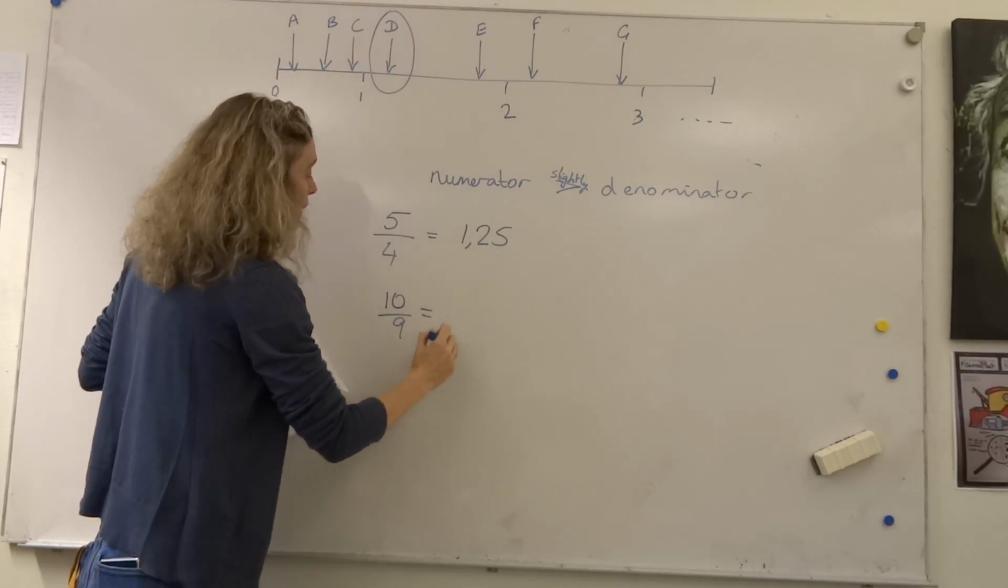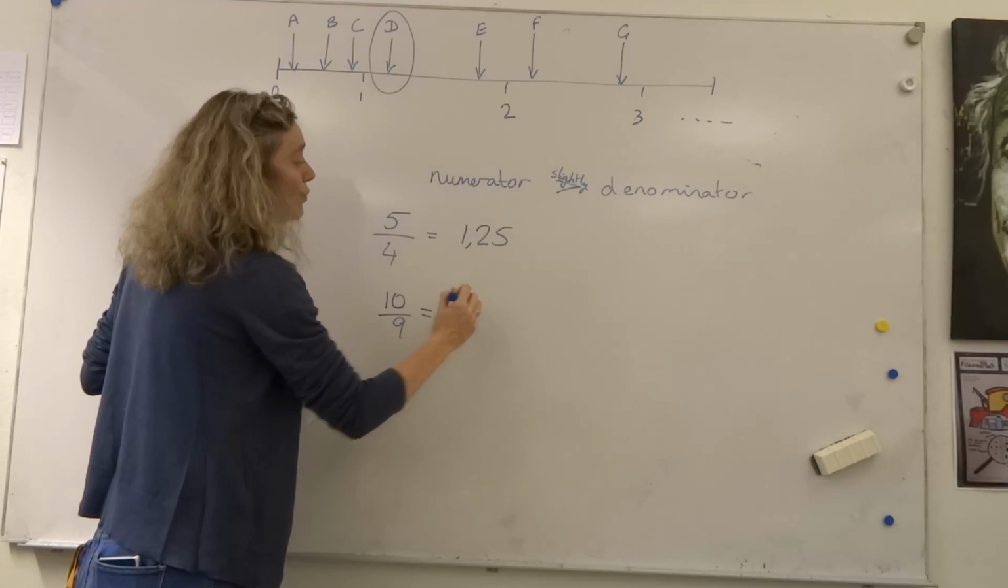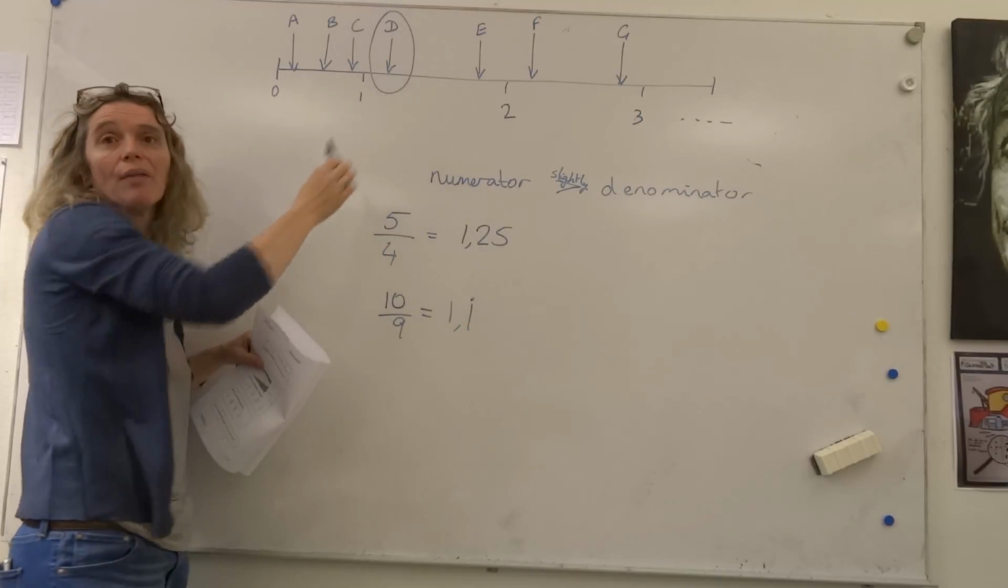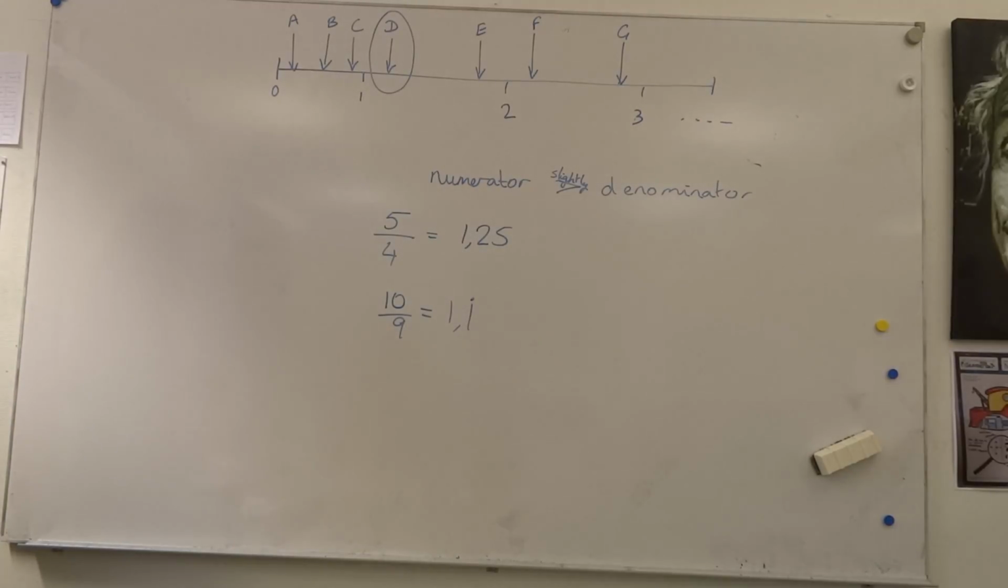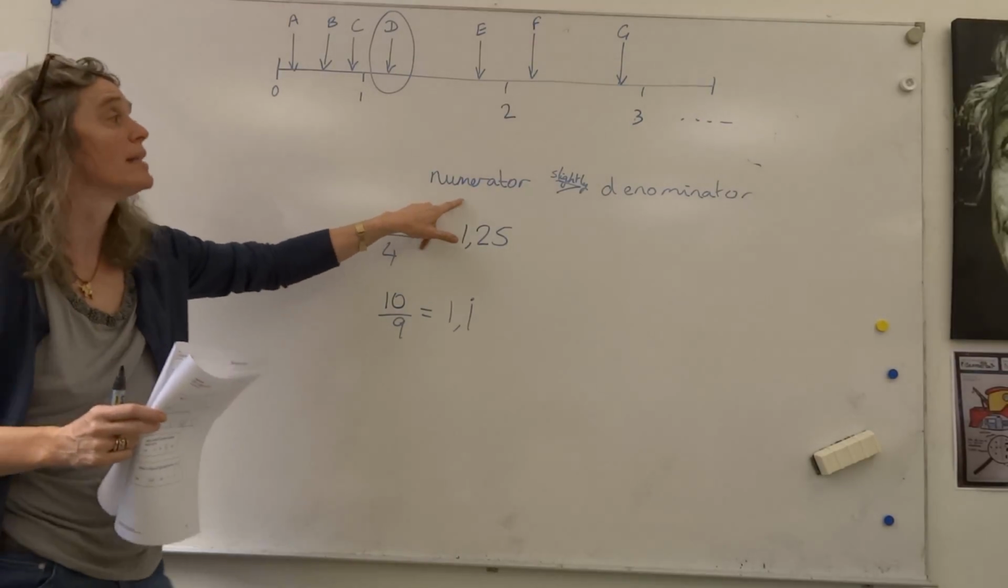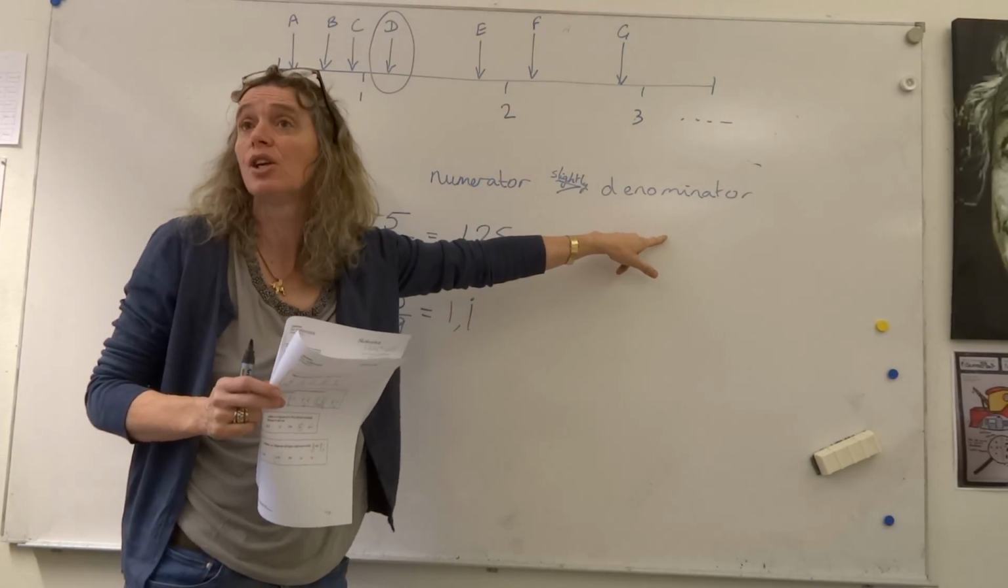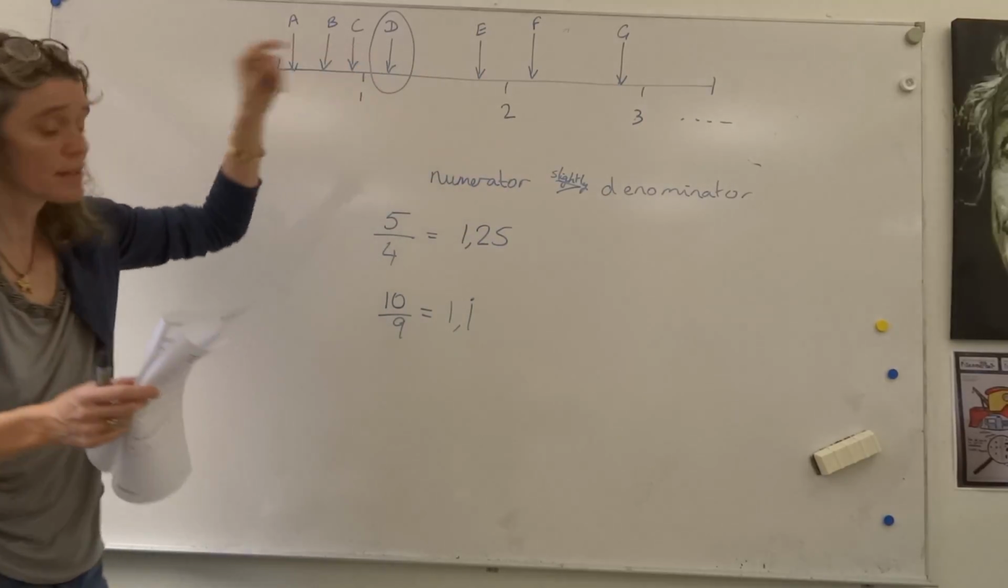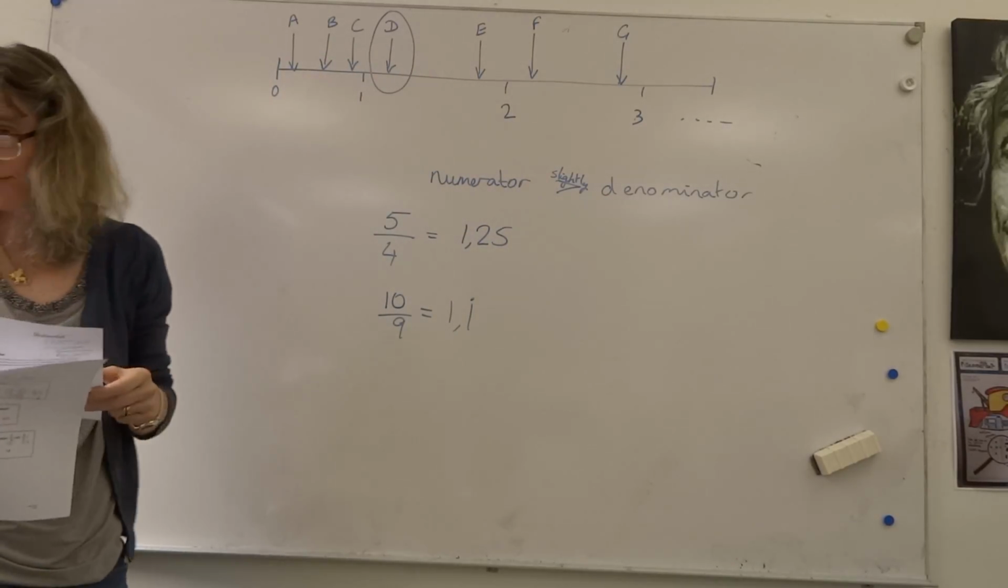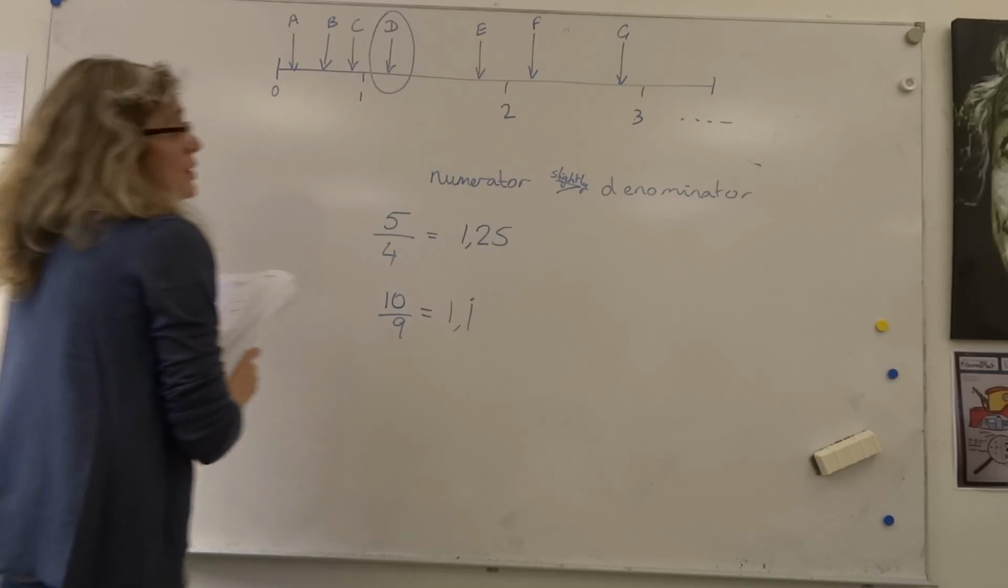What if we took another one? 10/9. That would be 1.1 recurring. It would also be around there. So there's only one answer that's reasonable, where the numerator is slightly larger than the denominator. And it's got to be D. Okay. So that was that one.